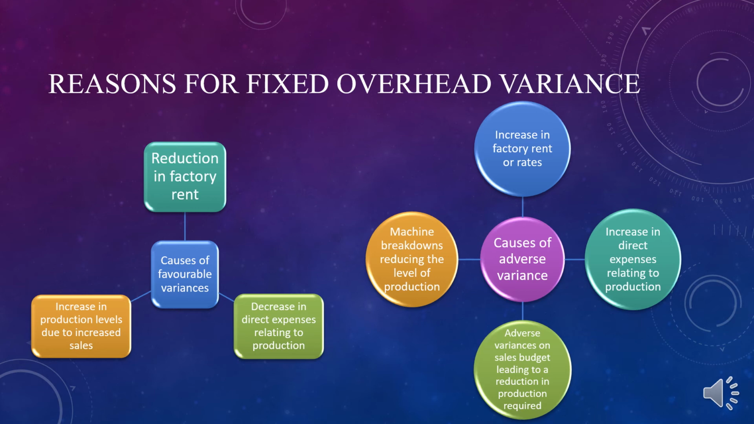Increasing factory rent or rates would increase the fixed overhead actually incurred, causing an adverse variance. Increasing direct expense would directly affect the production level. Reducing production would adversely affect the fixed overhead variance. An adverse variance on the sales budget would lower the production of the company, resulting in an adverse fixed overhead variance. Machines with breakdowns would reduce the production level. In return, the fixed overhead variance would be adverse.